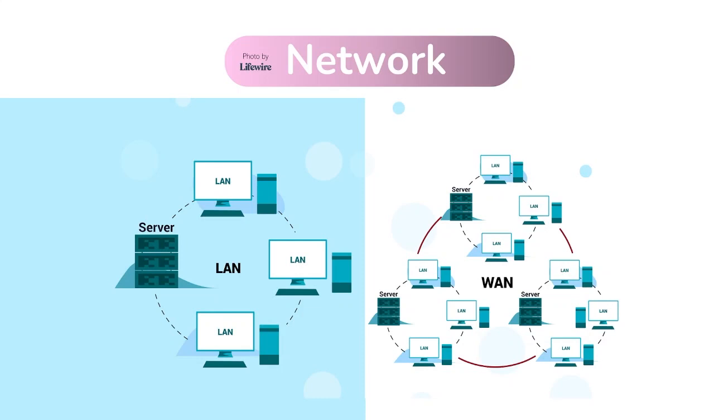But there is also the concept of a wide area network. A wide area network is the combination, the assembly, of all of those local area networks together. So the internet is an example of a wide area network. It connects all of our homes and all of our enterprises together.